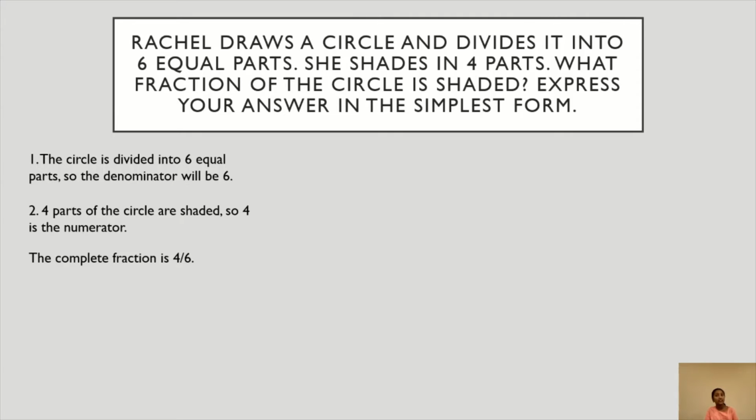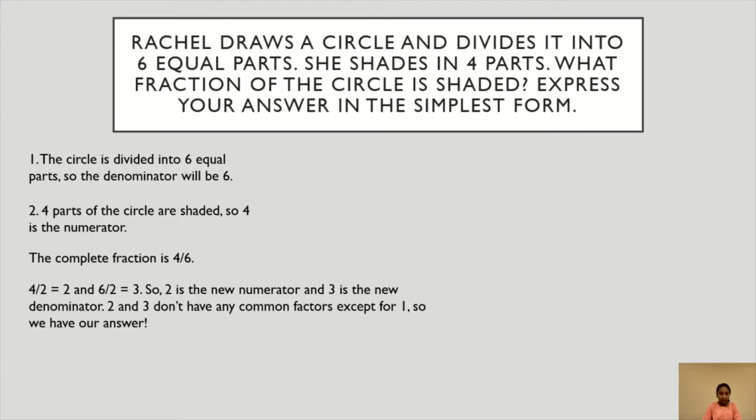So 4 and 6. I'll give you some time to think. That's right, they both can be divided by 2. And is there any common factor that's greater than 2? No. So that means the GCF for both of them is 2. Now you figured out the GCF. Now what?